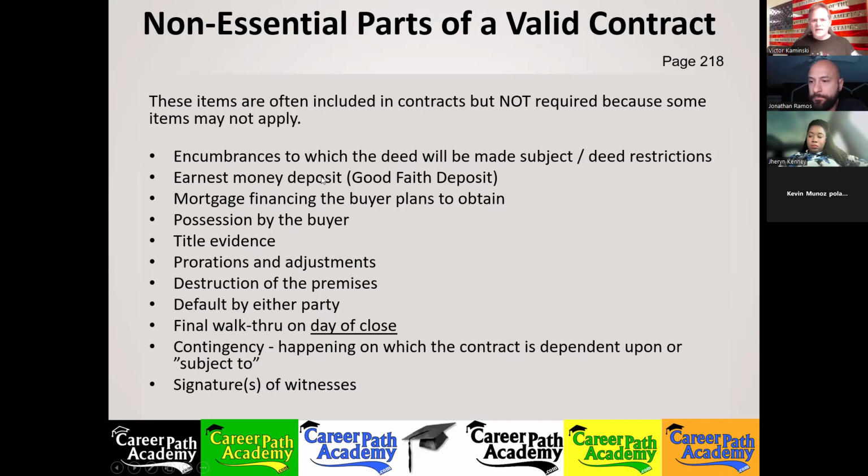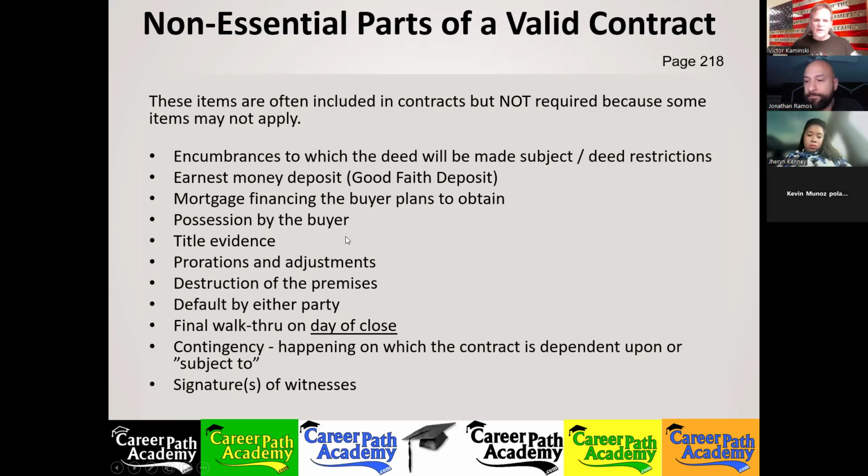The earnest money deposit, the good faith deposit. We have something in our contracts. People should make a good faith deposit, but it's not required by law. So therefore it's not essential to be in every contract. Mortgage financing, the buyer plans to obtain. What if they're buying cash? Then they don't need to have the mortgage financing listed, so therefore it's not an essential element. You guys are getting the idea. I don't need to keep repeating that part, right?